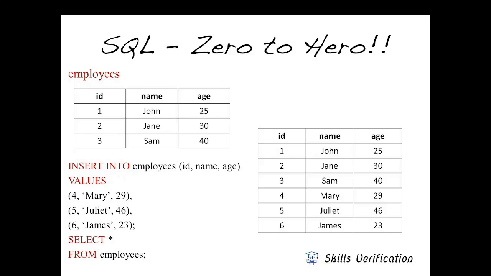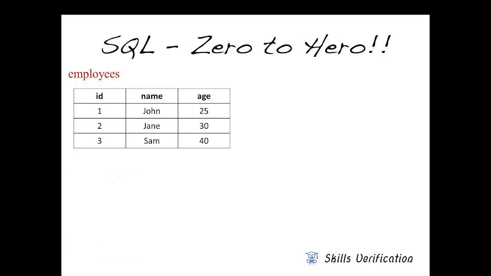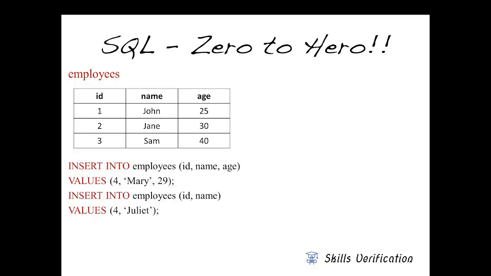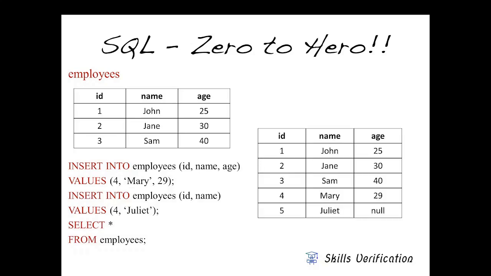What if we want to add multiple records, but some have missing or null data? We would need to write separate insert statements, first for Mary with complete information, and then for Juliet, where we don't know the age. When we select star from employees, we'll get the correct output with all our new records. Take note that we can add multiple records in one insert statement only when the columns we're adding are all the same, with no missing data.